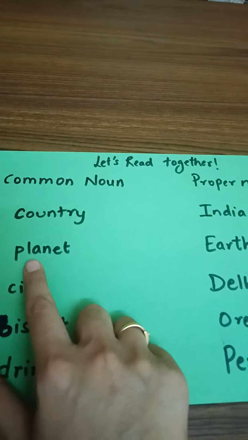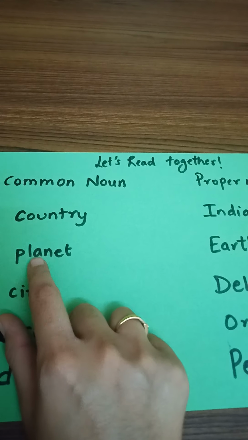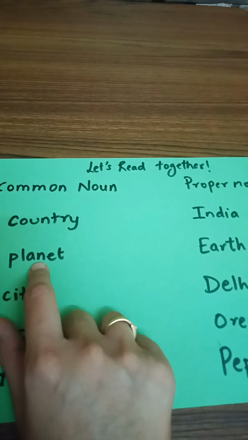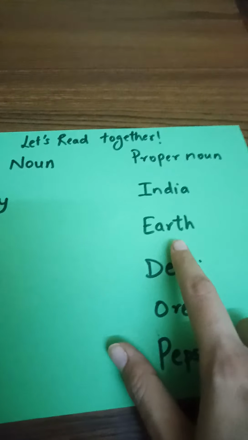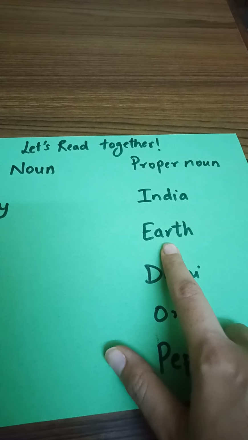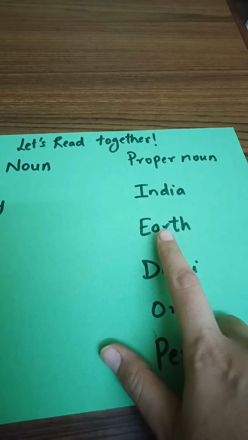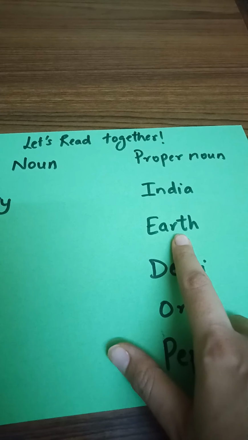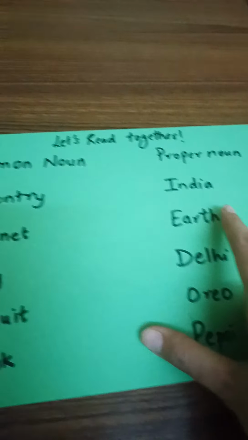Next is planet. You can think of Mercury, Venus, Earth, Mars, Jupiter, Saturn, Uranus, Neptune, any planet. But if I say that you have to talk about Earth, you have to say a few lines about Earth, then we will think of Earth only. So Earth is a special planet name that we are mentioning here. So Earth is a proper noun.